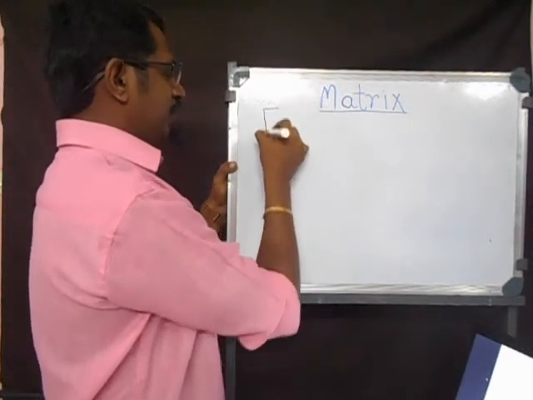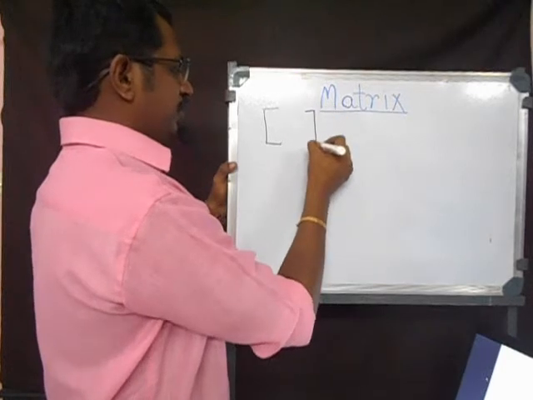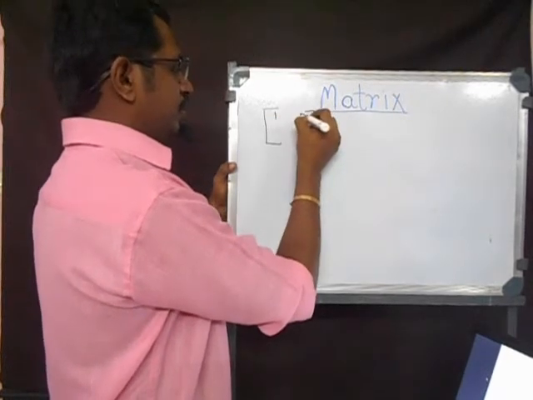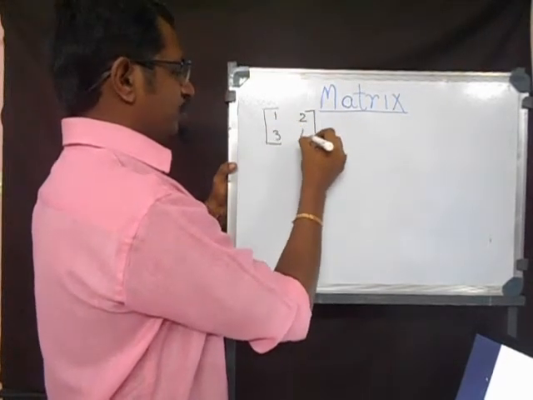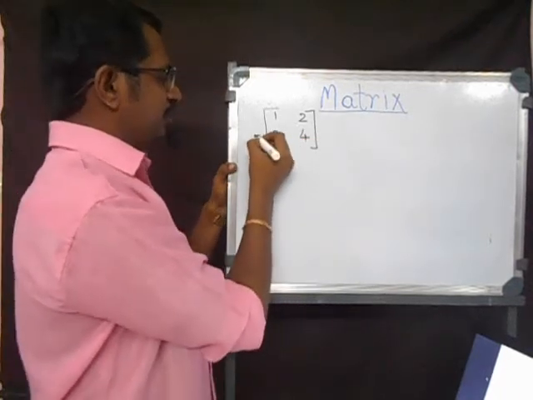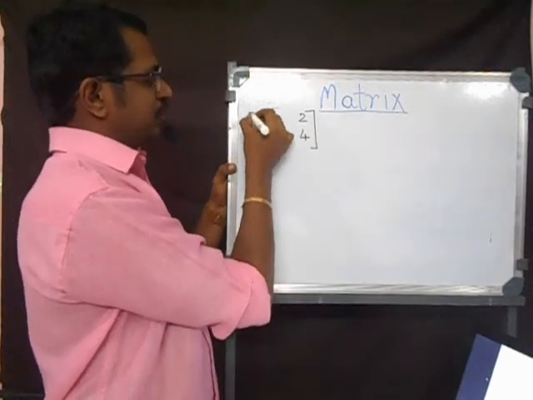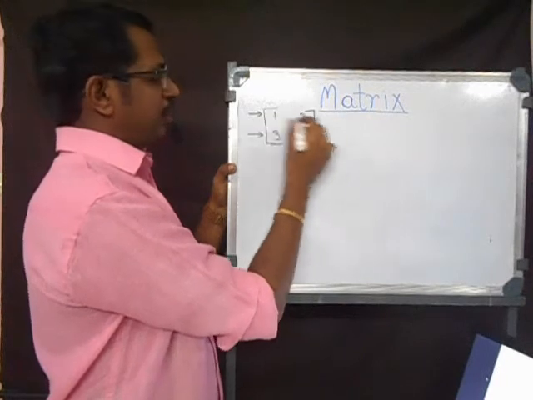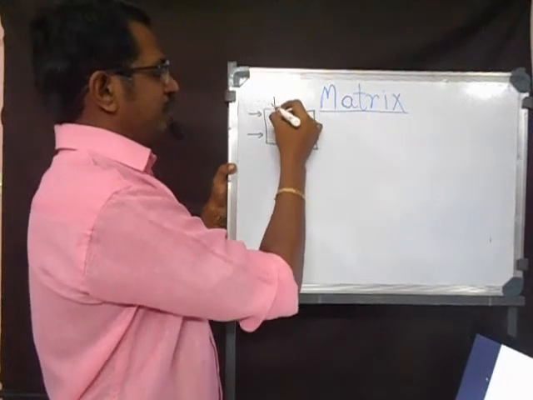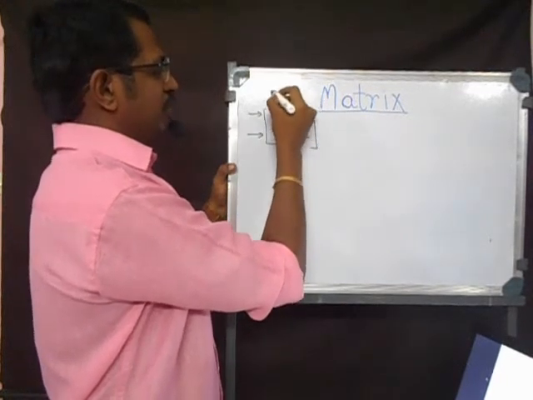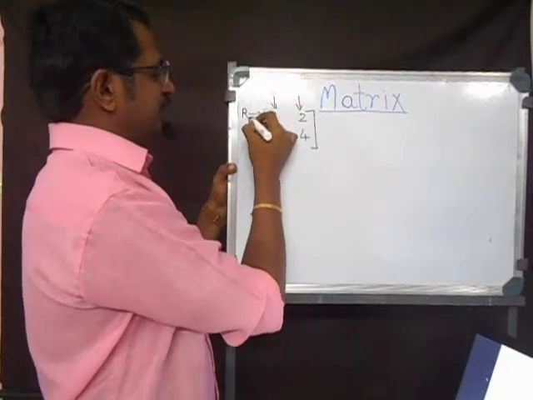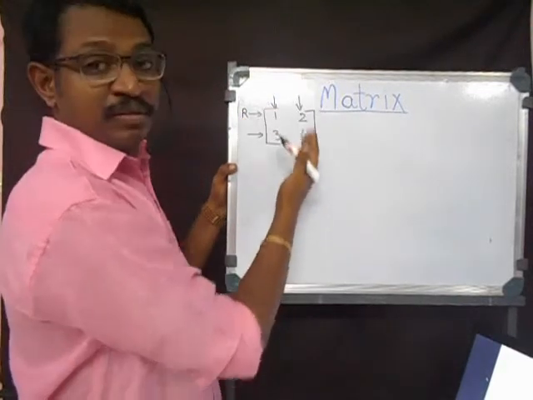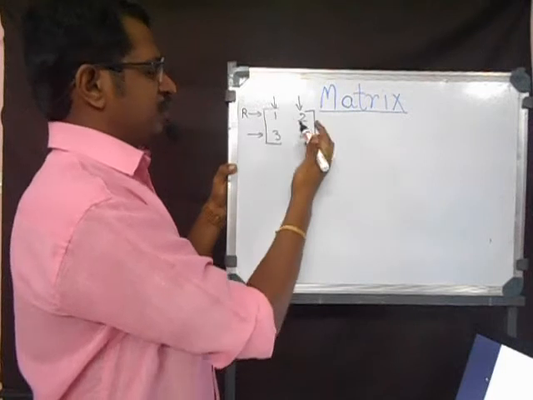This is the order in which we write the matrix: 1, 2, 3 and 4. So here there are two rows and two columns. Horizontal are the rows, and vertical is the column.